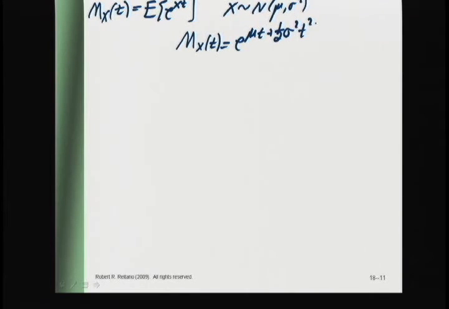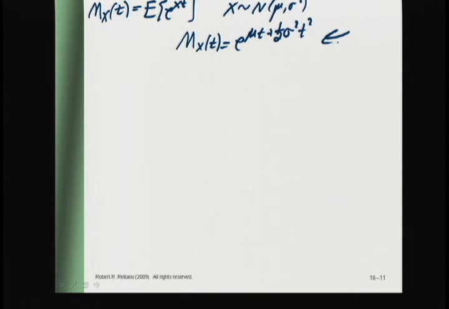Of course this works with any mu and sigma. We can plug in a 0 for mu and a 1 for sigma squared, and we get the moment generating function of the standard normal. The important observation about moment generating functions is that they're unique. The only probability density function that has this moment generating function is the normal distribution with mean mu and variance sigma squared. It identifies the probability function that you're dealing with.